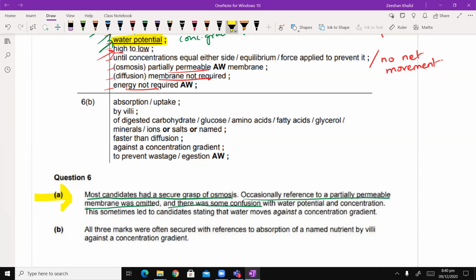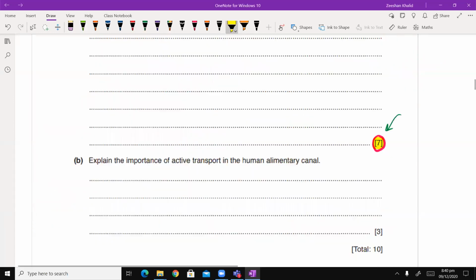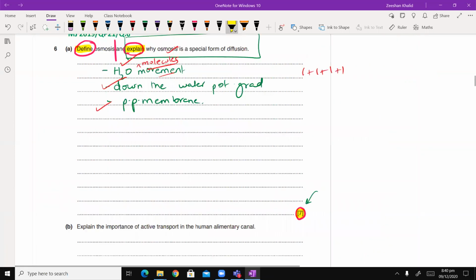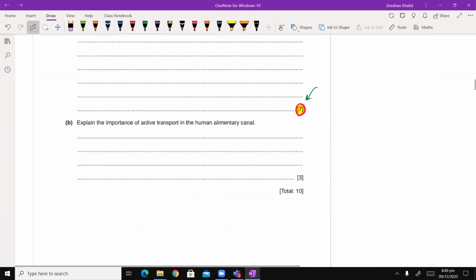See, as I said, इसमें आपको confusion नहीं होनी चाहिए. Ideas are the same, but which term should you prefer? Water potential. This sometimes led to candidates stating that water moves against a concentration gradient. No, that's not the case how it is. Okay? So that's basically how you would answer this question. मैं सारा वो लिख नहीं रहा, marking दोबारा इंशाल्लाह ये मैं आपके साथ शेयर कर दूंगा, so that should not be a problem.